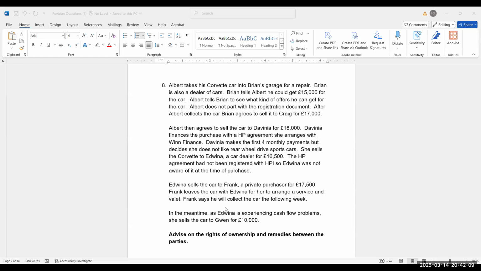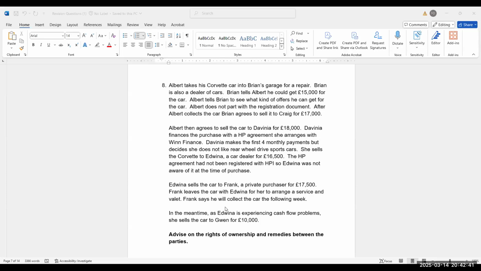Now, on the question of remedy, looking at our analysis, Brian breaches his authority with Albert because he agrees to sell the car to Craig, but because he was unable to pass title to Craig, this is unenforceable against Albert. And Albert, in this case, has suffered no loss because he managed to sell the car for more money to Divina. So Albert has suffered no issue.